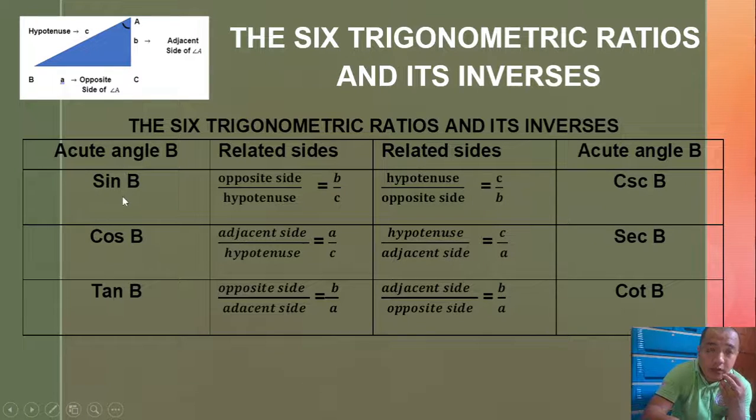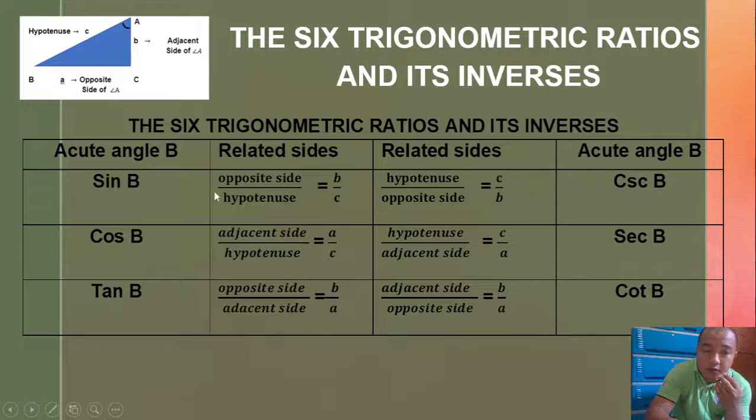So when our reference angle is angle B, therefore sine B is equal to, again, memorize SOHCAHTOA, opposite side over hypotenuse. So angle B opposite side is B over C. Right? Sine B is B over C. How about cosine B? Adjacent side over hypotenuse. Adjacent side of angle B is A, so A over C. And tangent B is opposite side over adjacent side, so B over A. Opposite side of angle B is B.